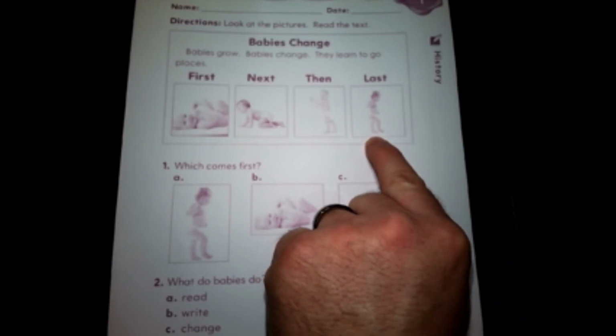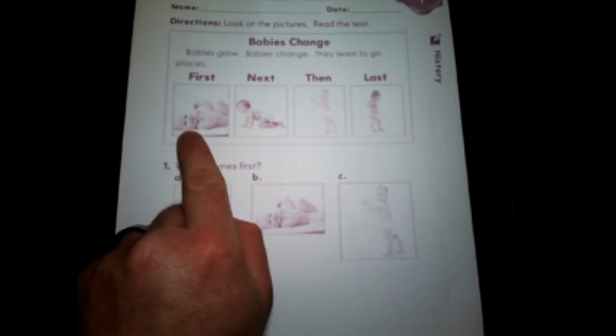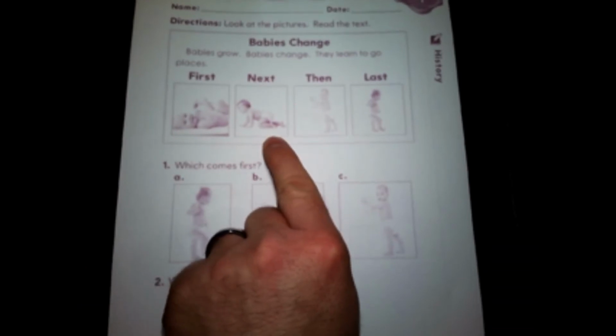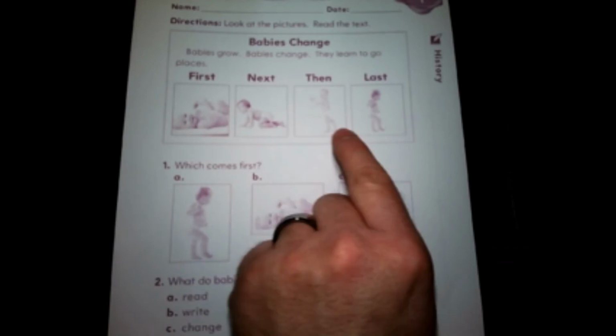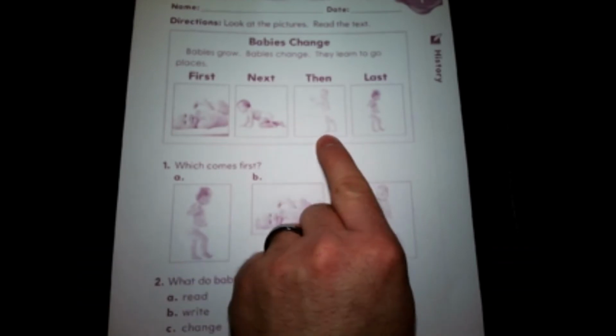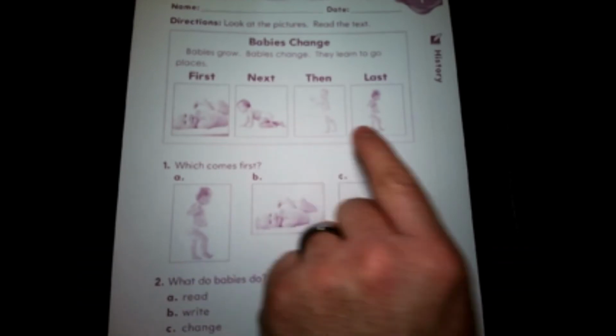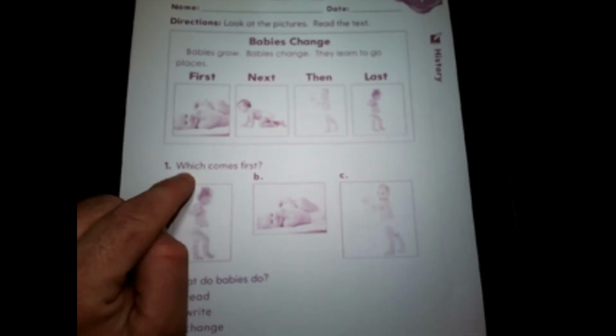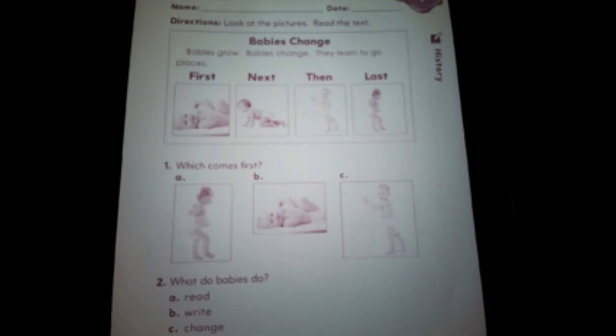So, we've got our first baby, which is small and cute. Second baby, which is still cute, but he's starting to cruise by crawling around. Our third picture is our dude here learning how to stand. And then our last picture is our walker. So it's going to ask for question number 1. Which comes first? So, is it picture A, picture B, or picture C? All right, you guys circle the right picture and let me know.